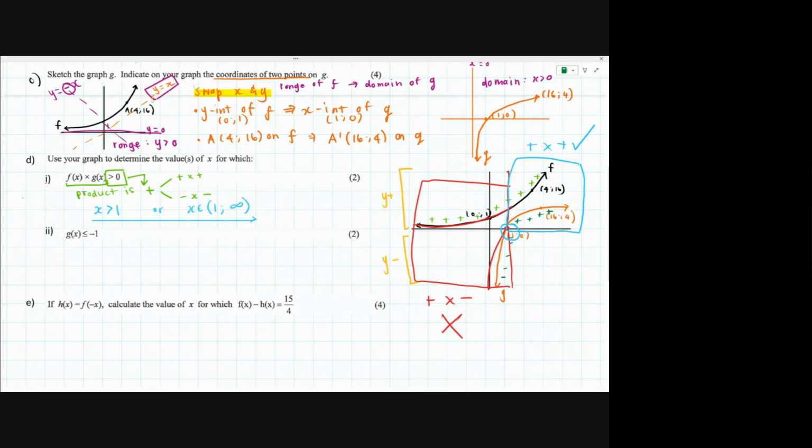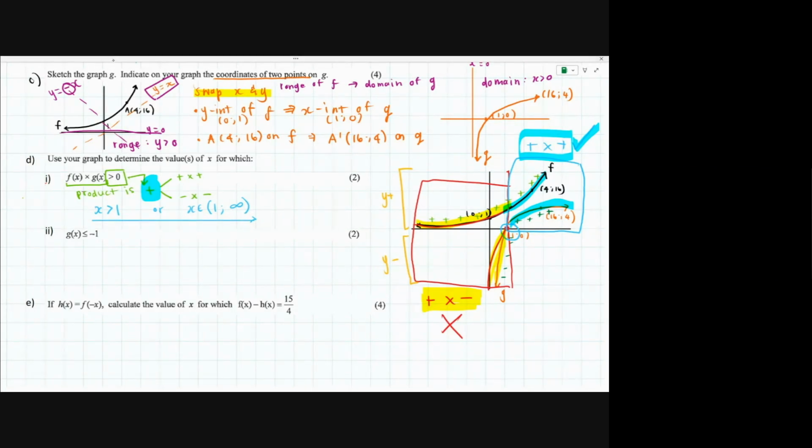For this first bit of my graph, if we read left to right, this is all positive. This is all negative on the orange graph, on my graph of G, which means I'm saying positive times negative, which gives me a negative product. I need a positive product. So that's not what I want. If I now continue along my graph, I can see that the next section, F is positive and G is positive. And so what I now have is a positive times a positive, which is exactly what I want because that does give me a positive product.